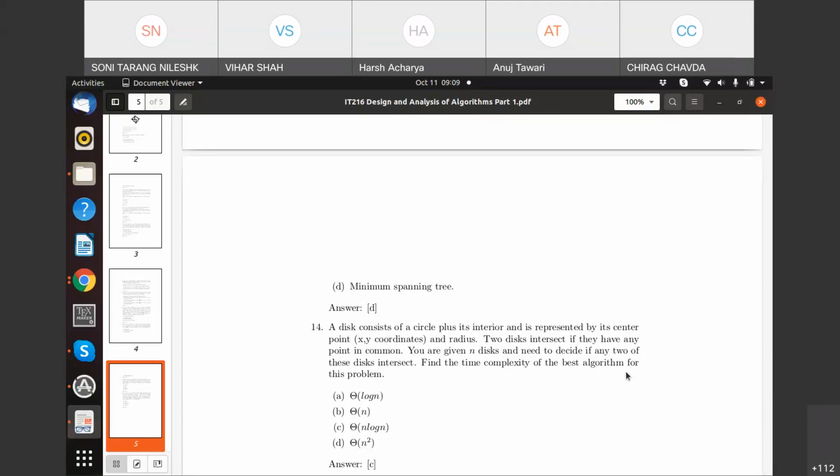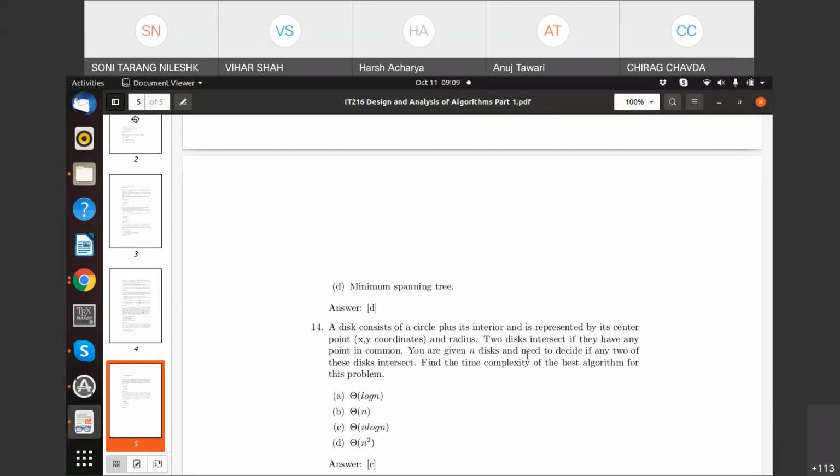Sir, we can compare their centers and radius to find whether they will intersect or not. Yeah, so we'll find the distance between the two centers and sum up their radii. If the distance between the two centers is larger than the sum of the two radii, that means they are not going to intersect. Okay, so this works for two disks. But there is a better approach for n disks.